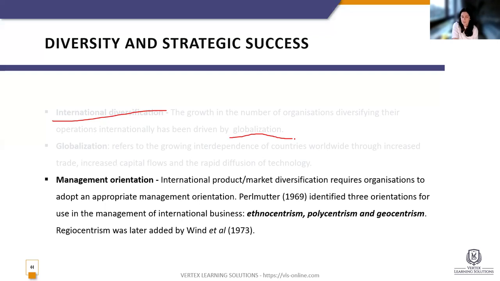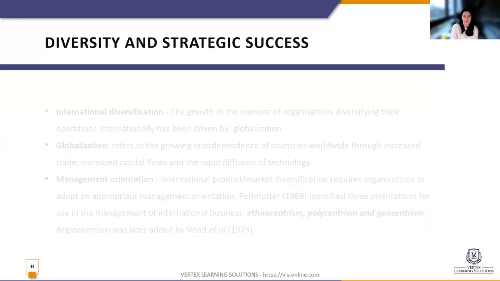We have a term that is called management orientation. International product or market diversification requires organizations to adopt an appropriate management orientation. This means that we need to look at ethnocentrism, polycentrism, and geocentrism. This is about how specially we treat the location.